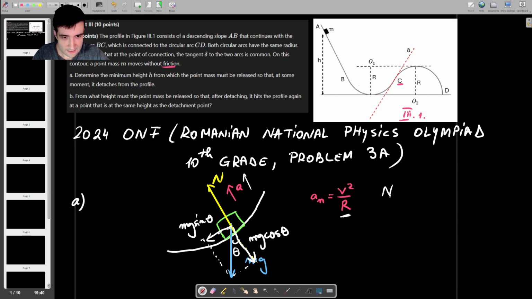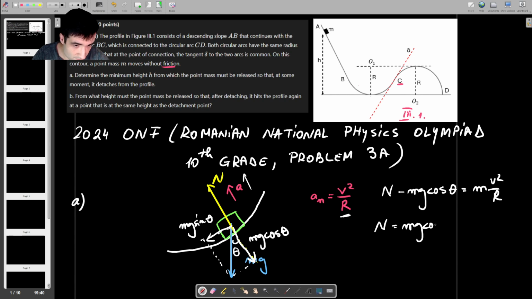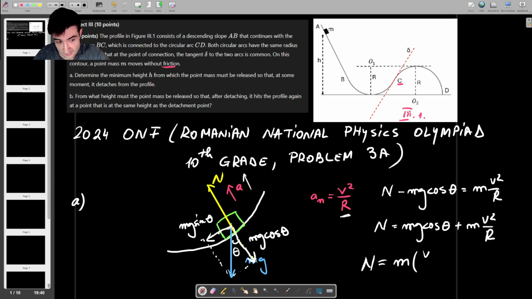So we can say that n minus mg cos theta is equal to mv squared by r. So the normal reaction force is therefore mg cos theta plus mv squared by r, which we can factorize m out of if you want, so we can do this. And this is always positive, okay? As long as the object is on the convex circular arc, there is no reason why this would ever be negative, right?